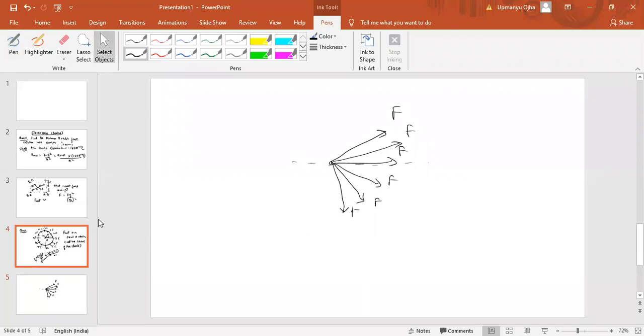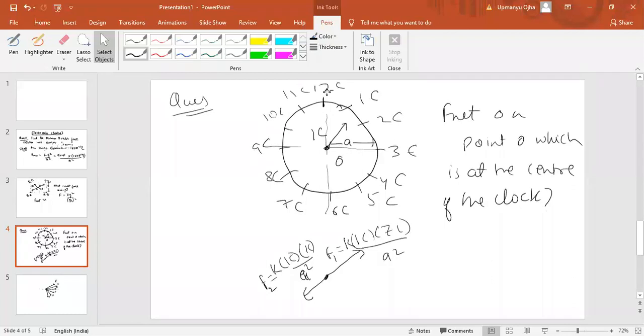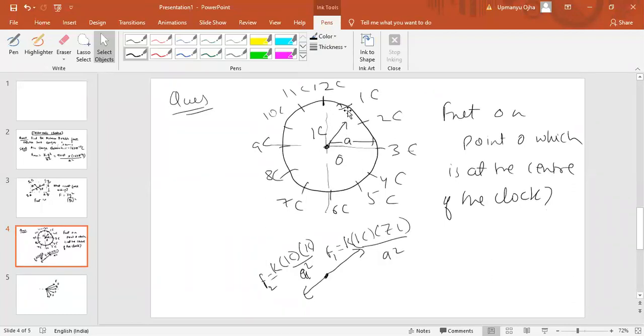Now, we know that this angle would be how much? This from 12 coulomb charge to 3 coulomb charge, what is the angle between them? 90 degree, and it is divided by 3 equal parts, which means this would be what? 30, 60, and 90.